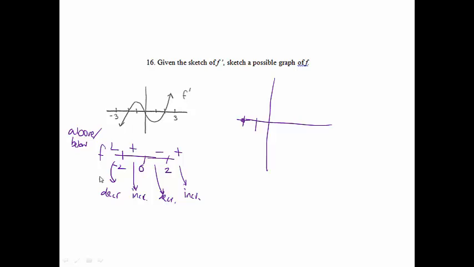It doesn't really matter. Okay, I need to decrease till I get to -2. Okay, and then I need to increase till I get to 0, so I can be anywhere here. And then I need to decrease till I get to 2. And then I need to increase after that. Okay, so you could have your points anywhere you wanted, but it should have somewhat that same shape, the same ups and downs that I do.